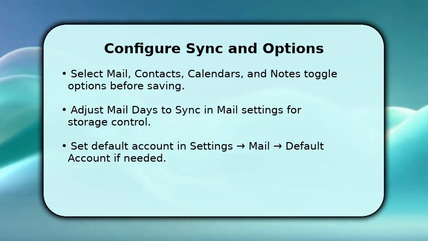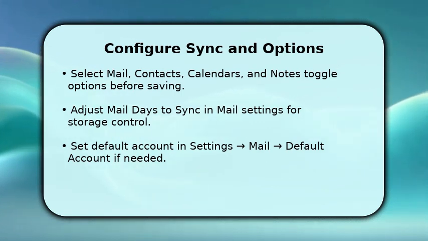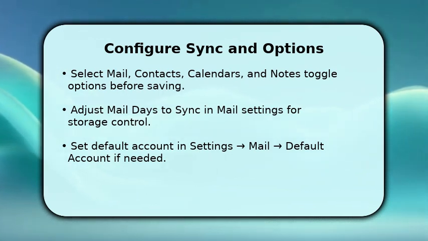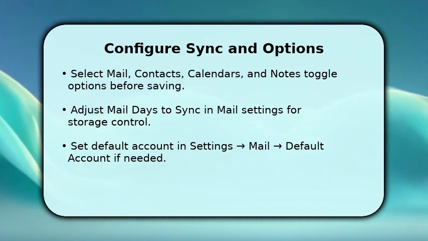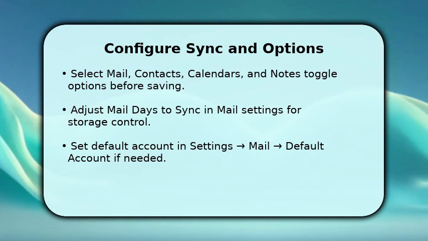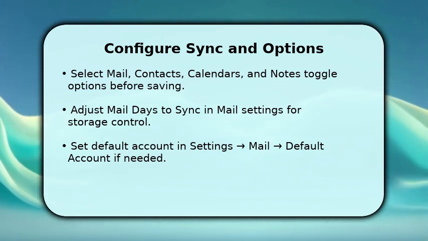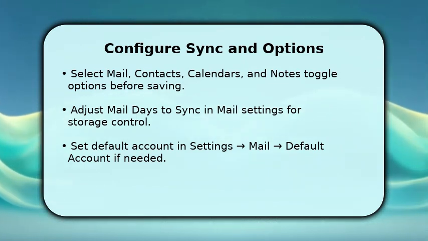Next, open Settings, then Mail, to adjust fetch settings and mail days to sync if you want to limit storage. Choosing fewer days reduces local storage use. Also check Default Account to ensure new Mail uses your Gmail rather than iCloud, and give the app a minute to finish initial syncing. Finish by launching the Mail app and pulling down to refresh.